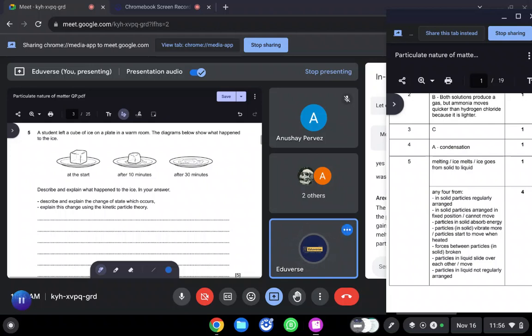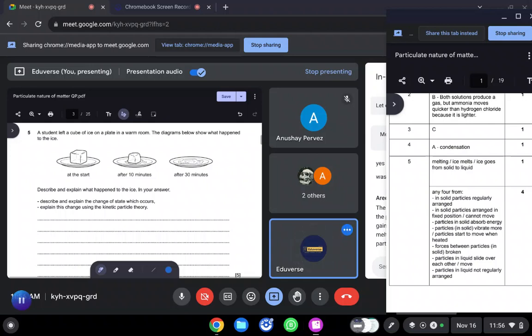What about the rest of the 4 marks? As I was saying, we want the answer in kinetic particle theory, KPT. So check your answer against what I am telling you. If you find such words and sentences in your answer, it means you are correct. Like in solid, particles are regularly arranged, in fixed positions and cannot move.